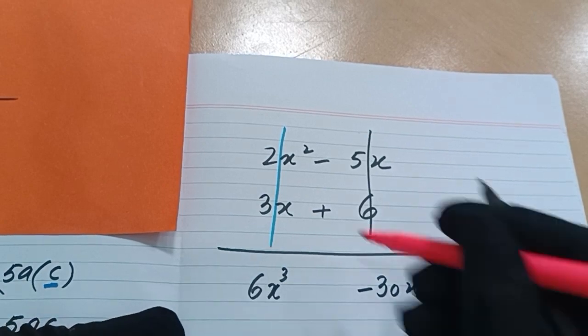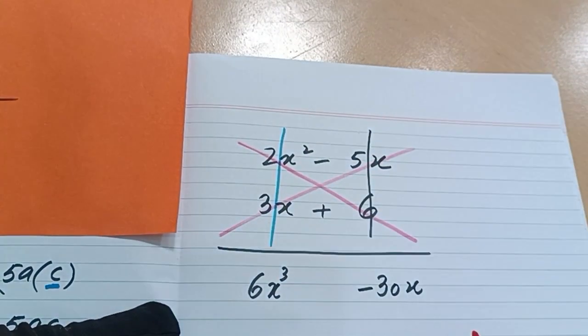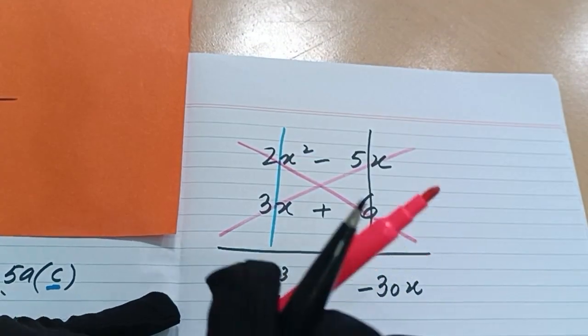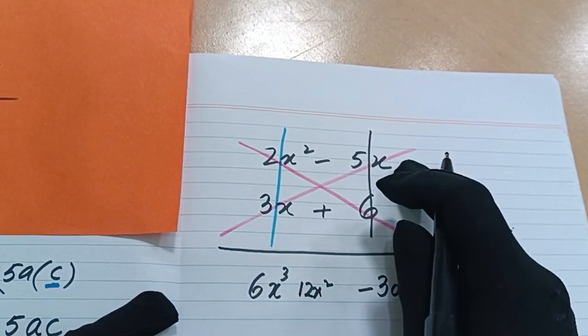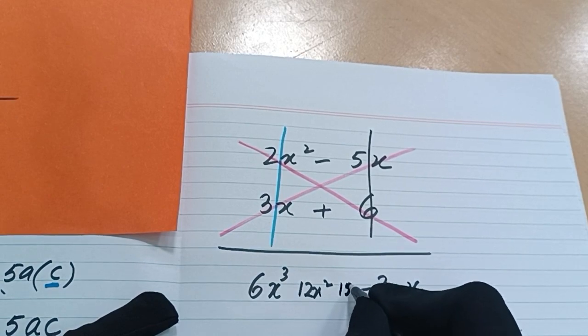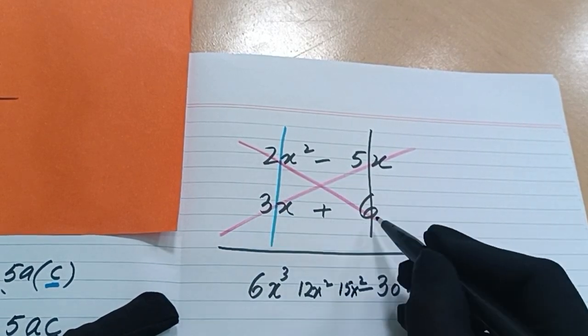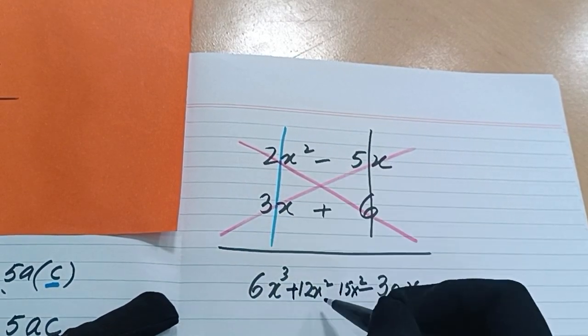Okay, then cross, this and this we will multiply. Okay, cross. 2 6s are 12x square and this 3 5s are 15x square. This is positive, so we will write plus. This is plus minus minus.